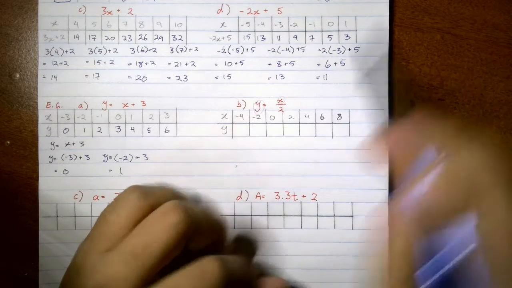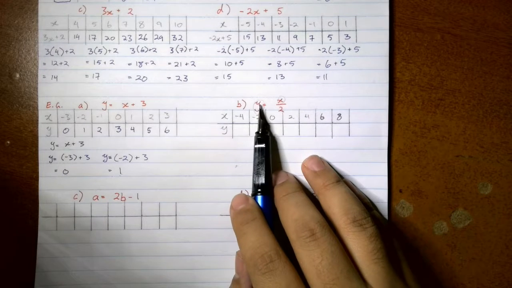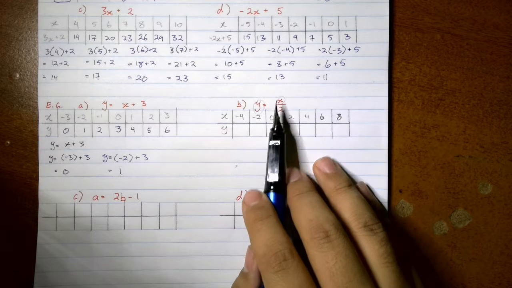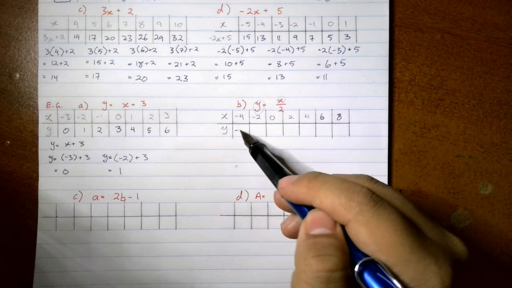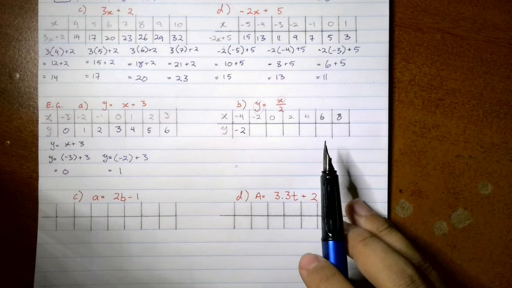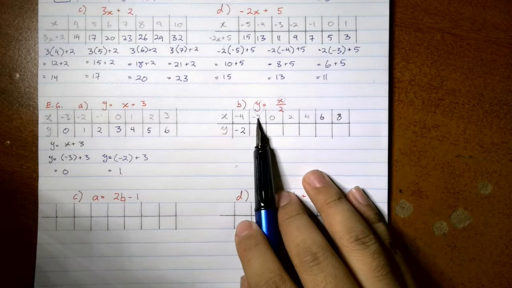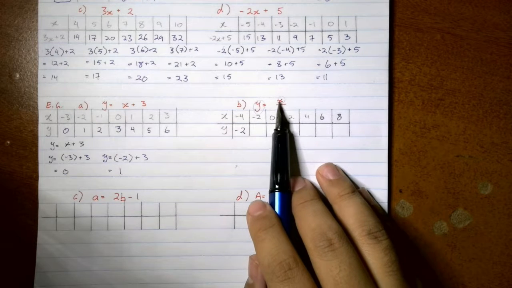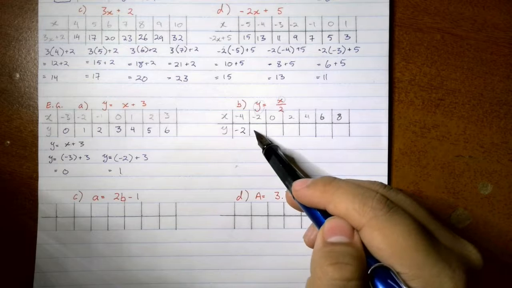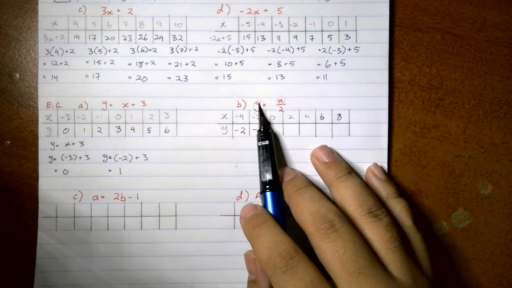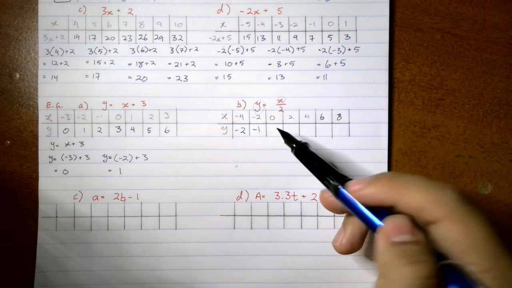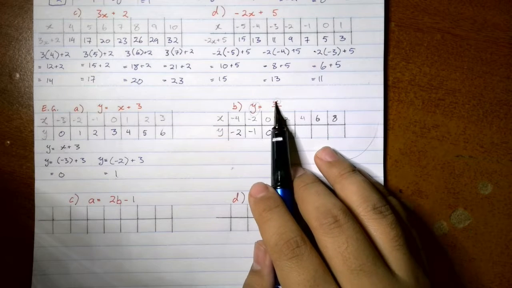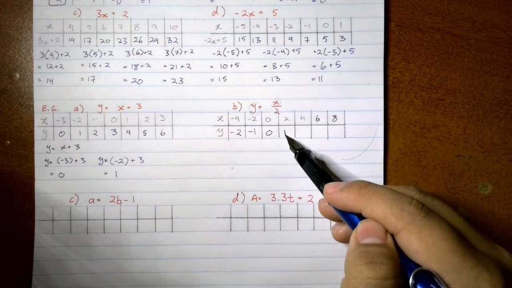Let's do this mentally. Y equals negative 4 divided by 2. Negative 4 divided by 2 is negative 2. Let's substitute the value of negative 2. So y equals negative 2 over 2. Negative 2 divided by 2 is negative 1. Substituting 0, y equals 0 over 2 is 0. Y equals 2, so 2 over 2 is now 1.